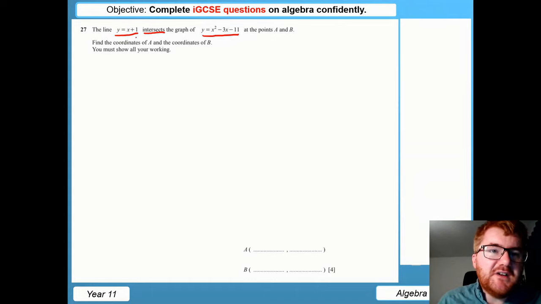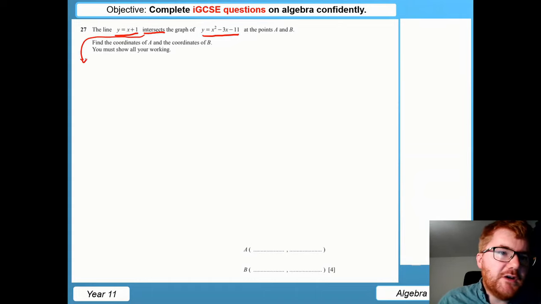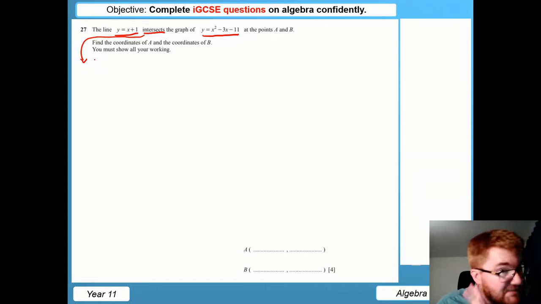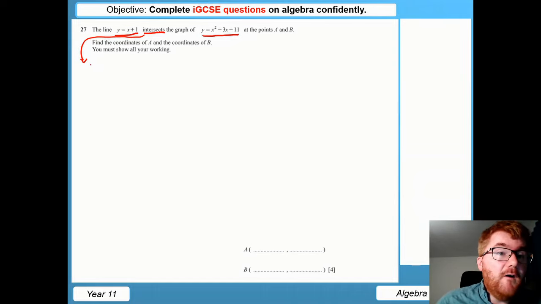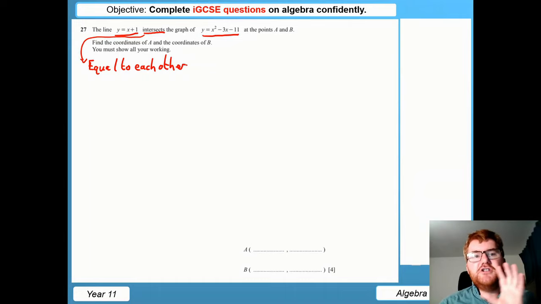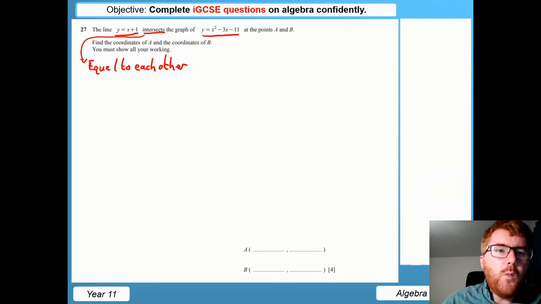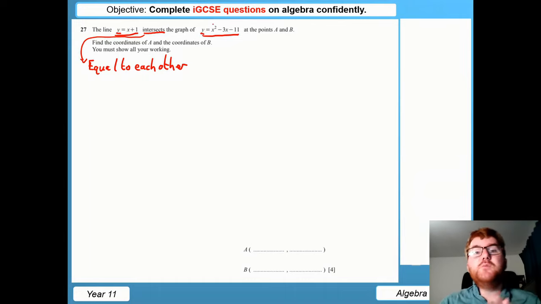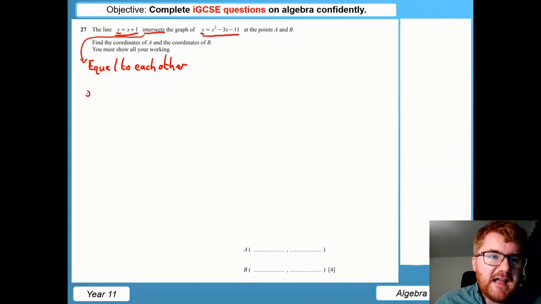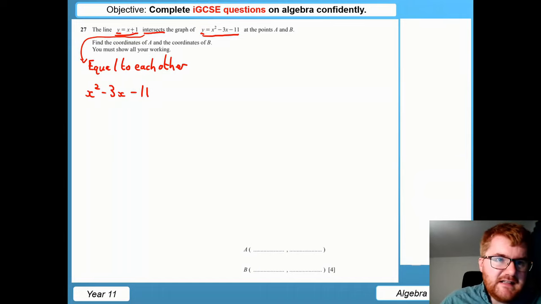Now, as soon as I see this word intersects, without really reading too much of the question here, I know from the experience of having the IGCSE course that this means make the two equations equal to each other. So I see that word and that's the first thing that comes to mind. Make these equations equal to each other. Now notice that makes sense because y equals this, so the coordinates where they meet, it will be when those two things are equal. Therefore that means that x squared minus 3x minus 11, so this side, is equal to this side, so that's equal to x plus 1.